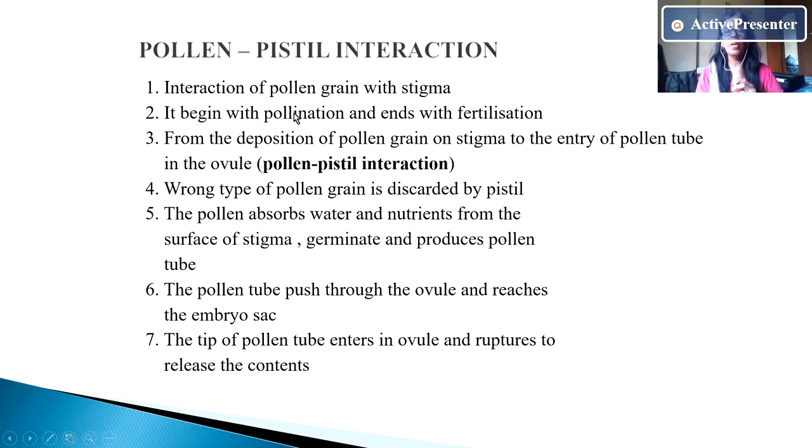It begins with pollination and ends with fertilization, from the deposition of pollen grain on the stigma to the entry of the pollen tube in the ovule. Any wrong type of pollen grain that comes is discarded by the pistil. The pollen absorbs water and nutrients from the surface of the stigma, germinates and produces a pollen tube. The pollen tube pushes through and reaches the embryo sac. The tip of the pollen tube enters the ovule and ruptures to release its contents.